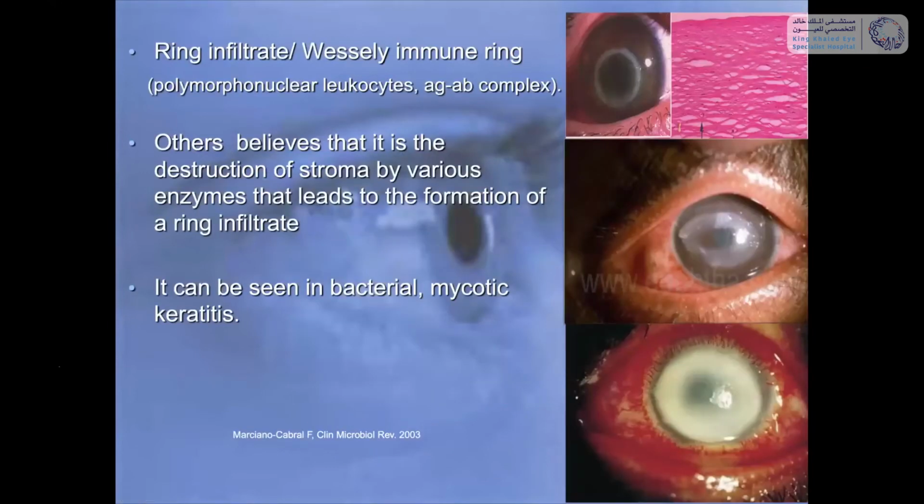Ring infiltrate or Wessely immune ring. This is due to polymorphonuclear leukocyte precipitation or antigen-antibody complex precipitation, as you can see here. All these are cases of ring infiltrate. Others believe that the destruction of the stroma by various enzymes is the cause of the ring infiltrate. Also, this ring infiltrate can be seen in bacterial or mycotic keratitis.